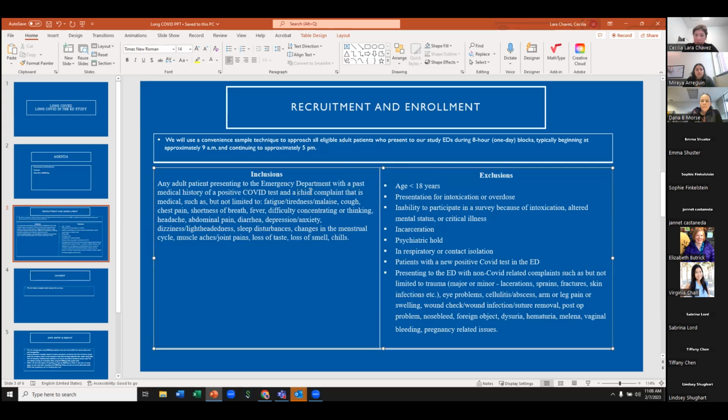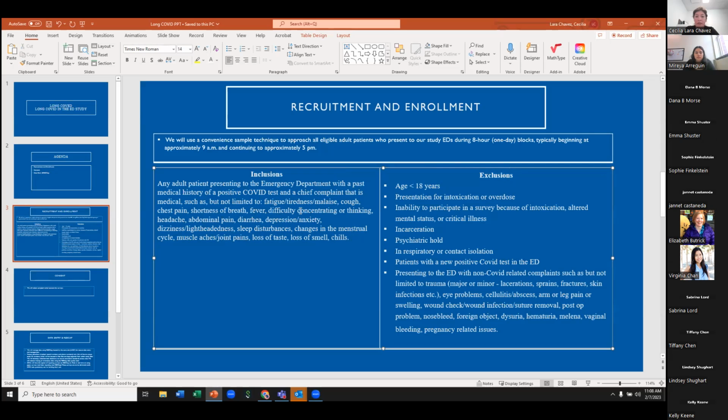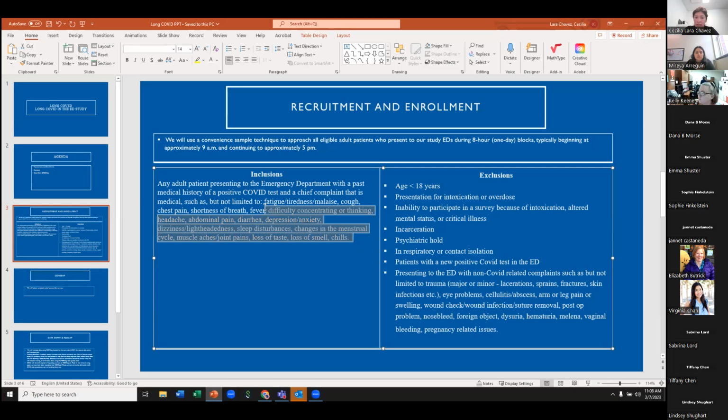And for the chief complaints, it would be anybody, but not limited. So that means that there are other symptoms that maybe are not listed here that can be related to COVID. So like fatigue, tiredness, malaise, cough, chest pain, shortness of breath, fever, difficulty concentrating or thinking, and the rest. So basically just all of these. And also there might be other ones that if they come up, please email us about it and ask us, or you can also guess. But it's just anything related to COVID.